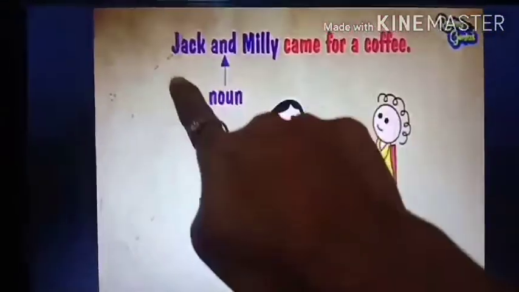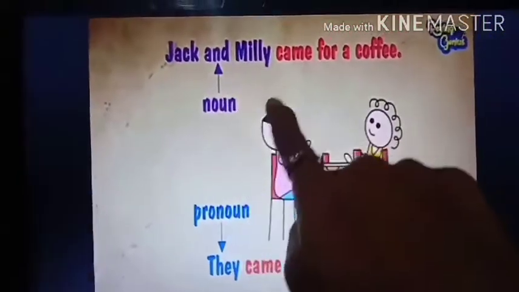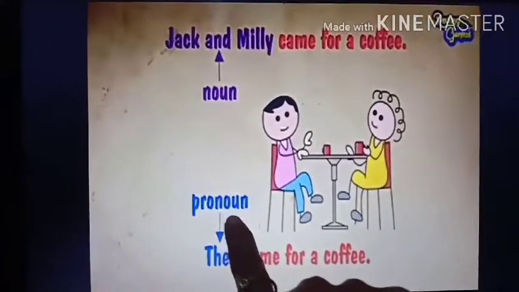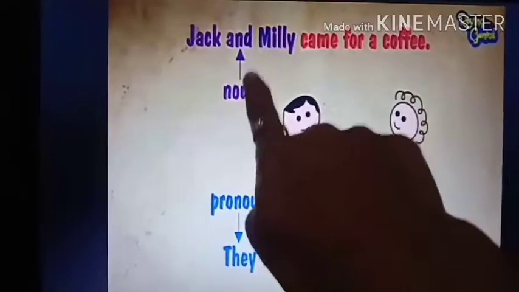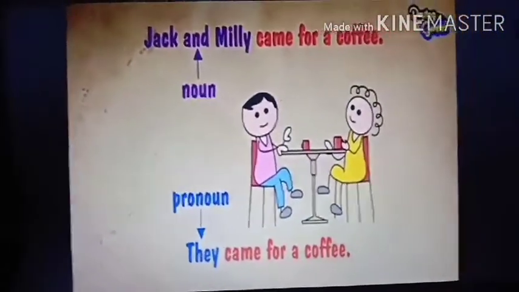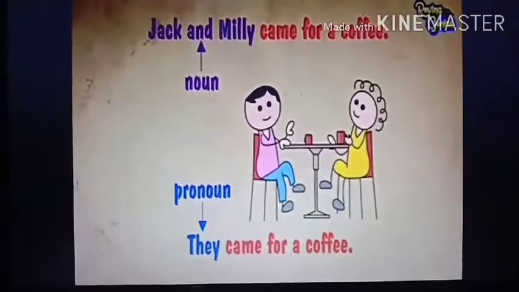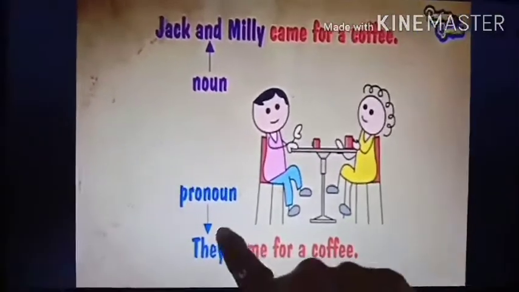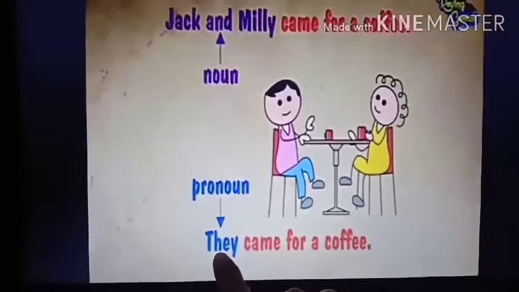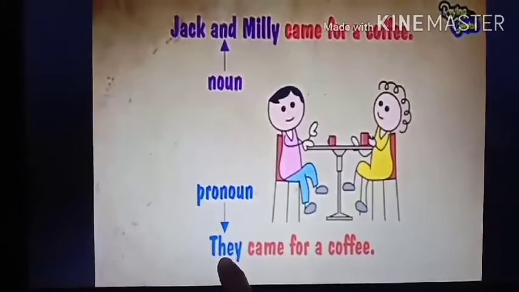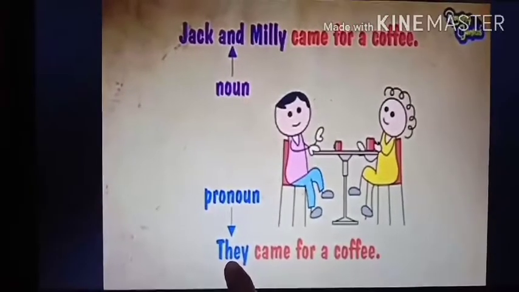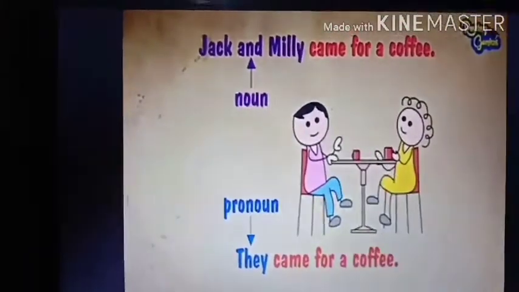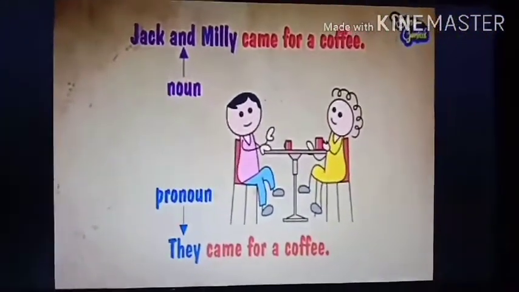If it was only one person, then we would have used he or she. But there are two people, so we have to use they. So you all know pronouns are used in place of nouns. So you can see in place of Jack and Millie, what is written? They is written. Jack and Millie came for a coffee. So what is written? They came for a coffee. So pronoun they is used in place of Jack and Millie. Okay, students. Now you see the next slide.